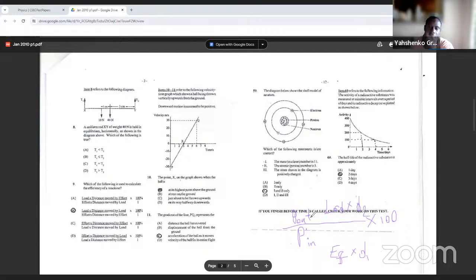These can be different. So which one takes on this? We say load times distance moved by the load, over effort times distance moved by the effort, times 100. That's C. Load times distance moved by the load, effort times distance moved by the effort, and that's the one I have here, right? So that's B, as in ball joint.